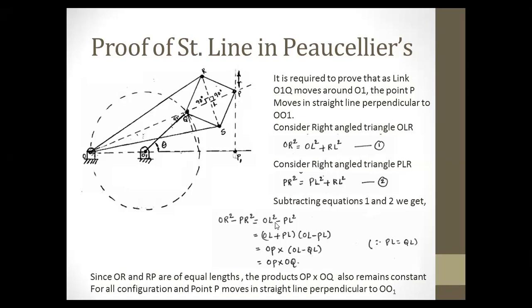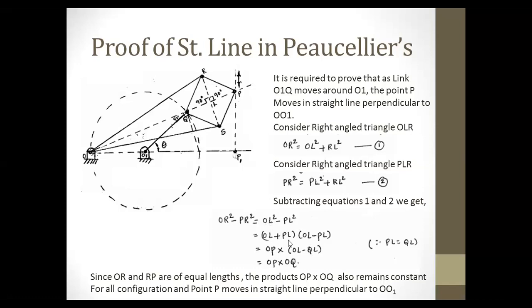So we get OL square minus PL square. Okay, so what is OL square? Here you can see this is the OL length. So we can write this A square minus B square as A plus B into A minus B. The formula is there: A square minus B square is equal to A plus B into A minus B. So OL plus PL into OL minus PL.